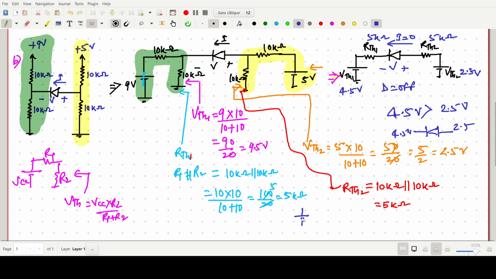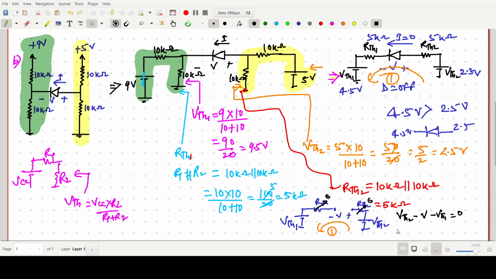So if we redraw the circuit, a very simple thing: RTH2, VTH2, VTH1. This voltage will be plus or minus V. Then we have to apply KVL in this loop. If we apply KVL in this loop, what can we write? Starting from VTH2, current will be 0, so no need to worry. This will always be 0, minus V minus VTH1. So we have to write V equals VThevenin 2 minus VTH1.